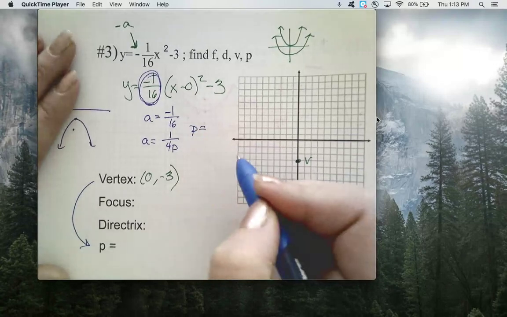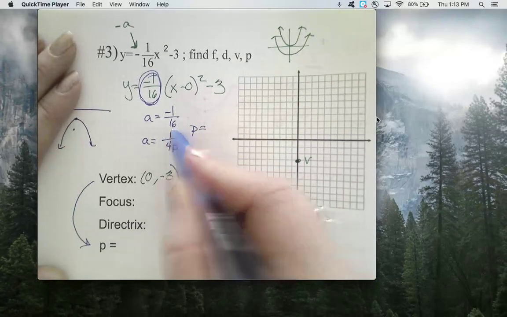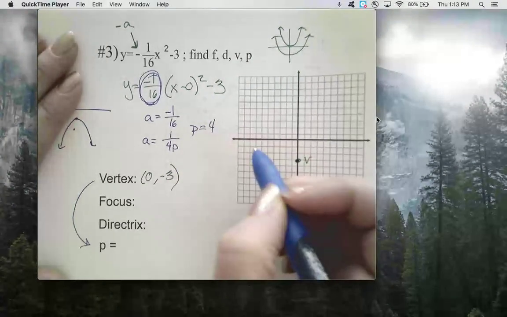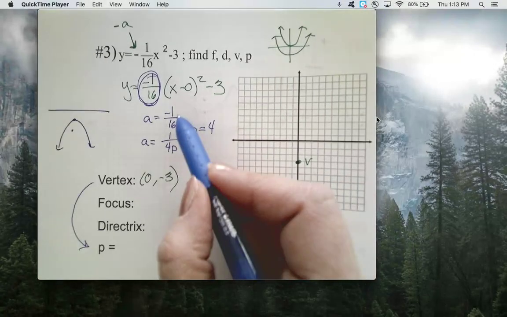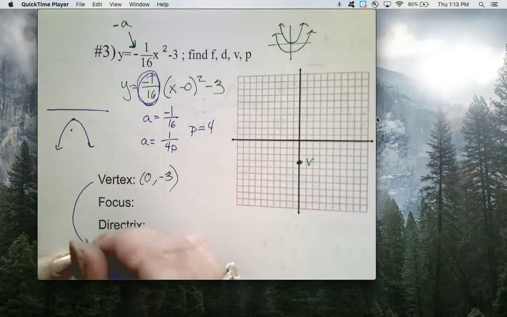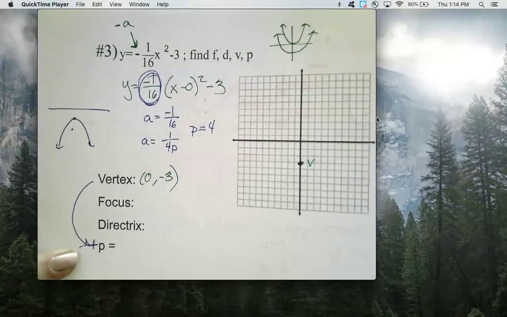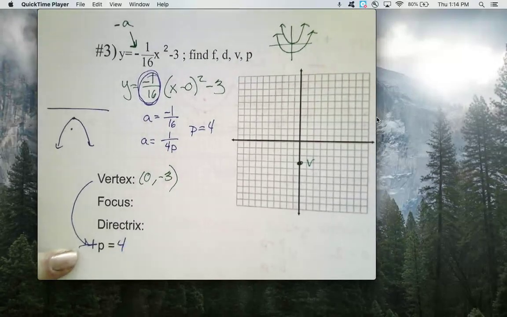How'd you get 4? 4. Yeah, it's 4 because 4 times 4 gives me that 16. So your p value is 4. Now I always have someone ask me, Ms. Carrick, but I thought A was negative 16. But do you remember how we said p always has to be positive because it's a length. If I gave you a ruler, you can't measure negative 2. So now I know my focal length is 4.